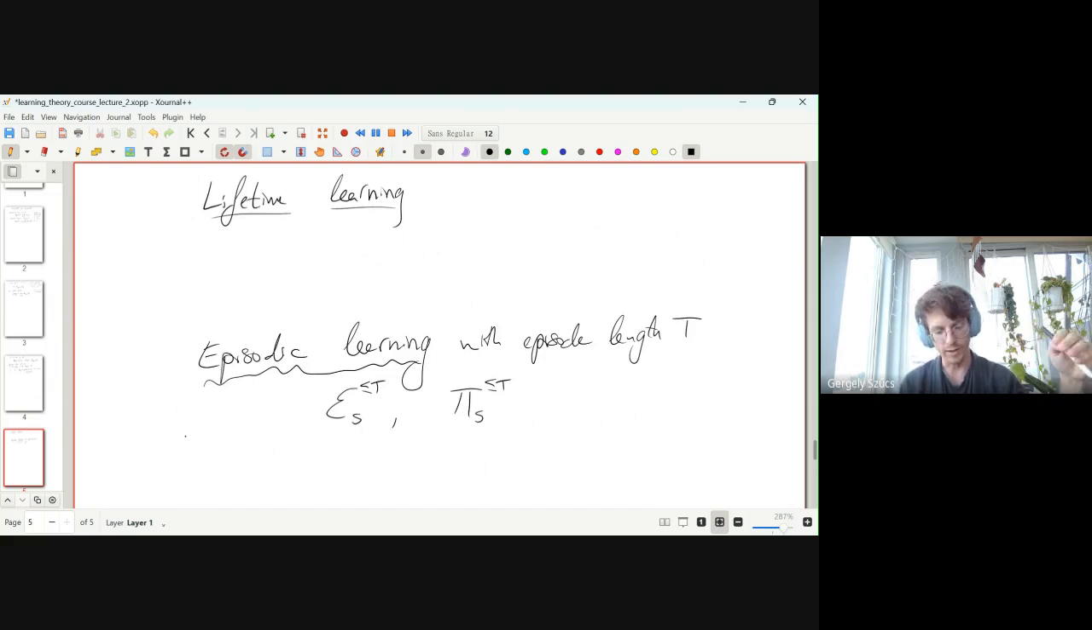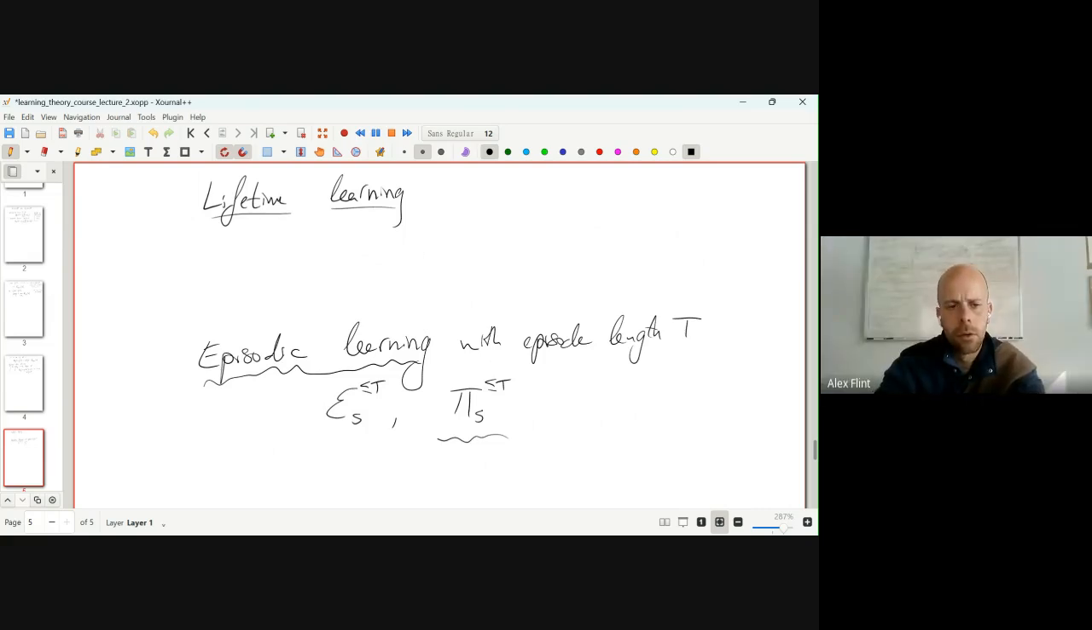So in that case, the learned policy would be this part of it, but the learning algorithm itself runs across policies. So in that way, it is sort of a lifetime algorithm. So hopefully that clarifies that. Yeah, very helpful. Thanks.